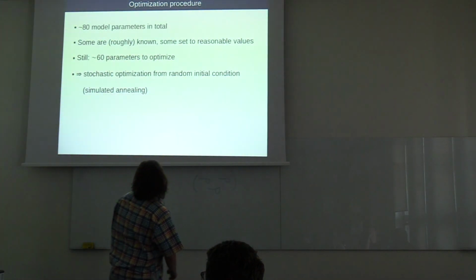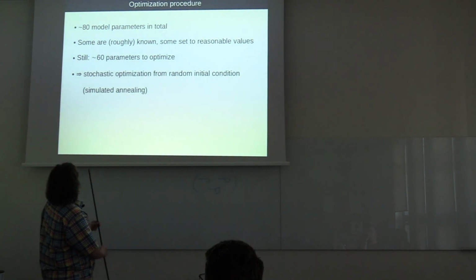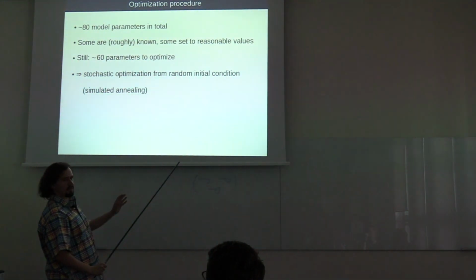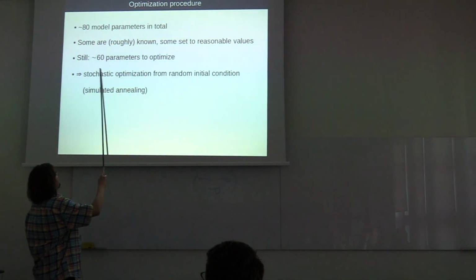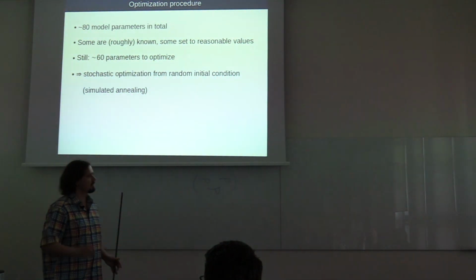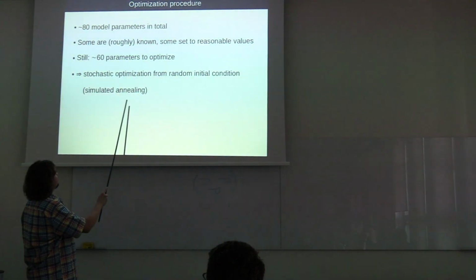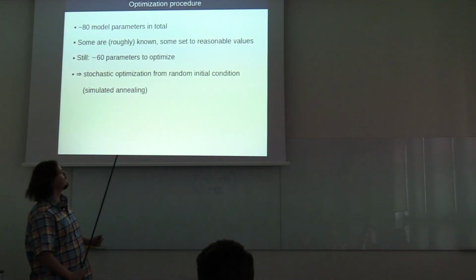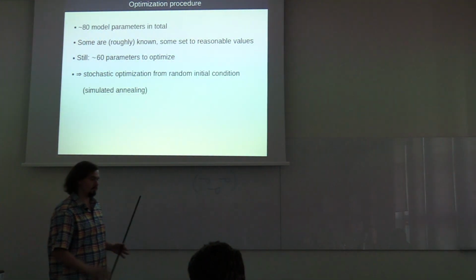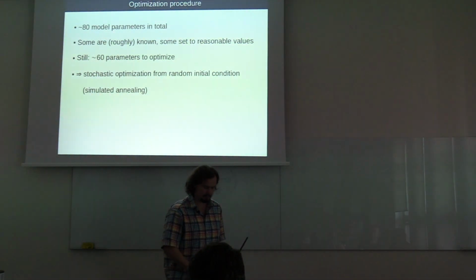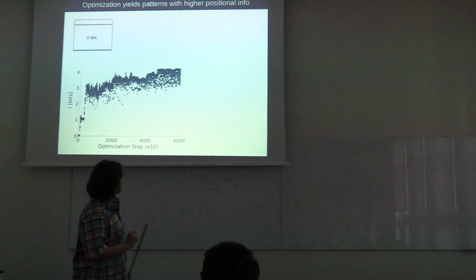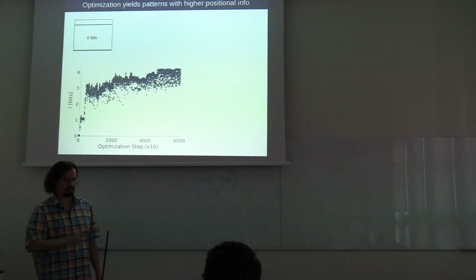So with this fully extended model, we have about 80 model parameters in total. Some we know roughly, some are set to reasonable values, such as lifetimes. Still, we have about 60 parameters which have to be optimized, right? So we cannot just do this by screening, of course. We do random optimization. For now, it's, and it probably always will be, simulated annealing. And we start from random initial conditions, but to our own surprise, this worked remarkably well. And I will now show you the optimization trajectory that has produced this set of parameters that I just showed you in the model example.